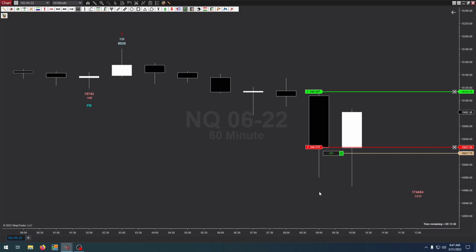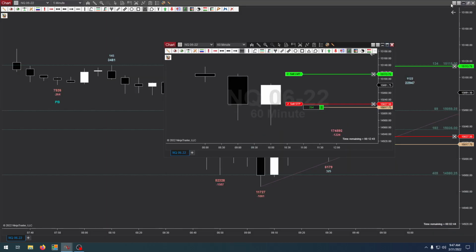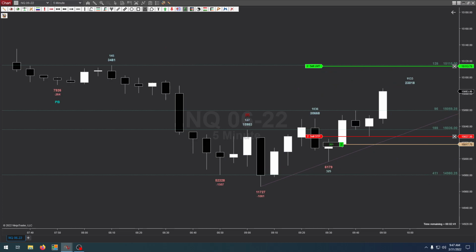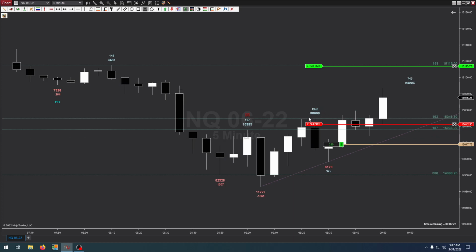I need to trail my stop. Right now it's below this current candle. That's point B right there. I could trail it to point B, which I'll do just below point B. We need price to stay above here though.